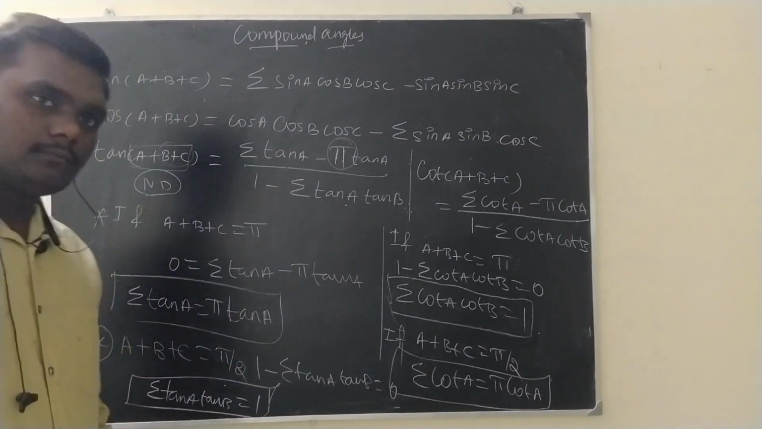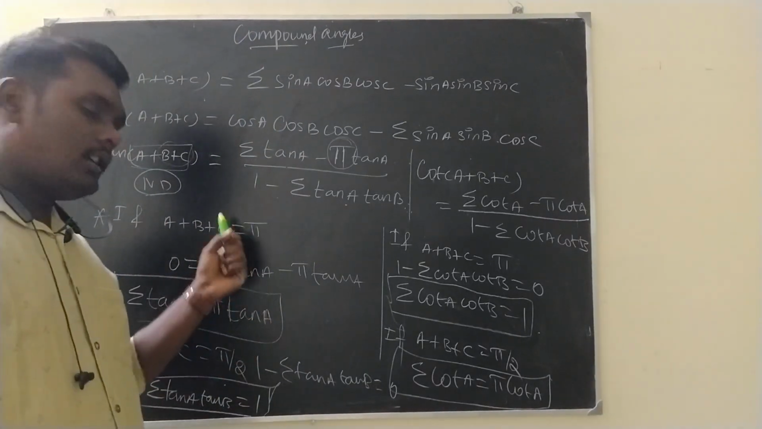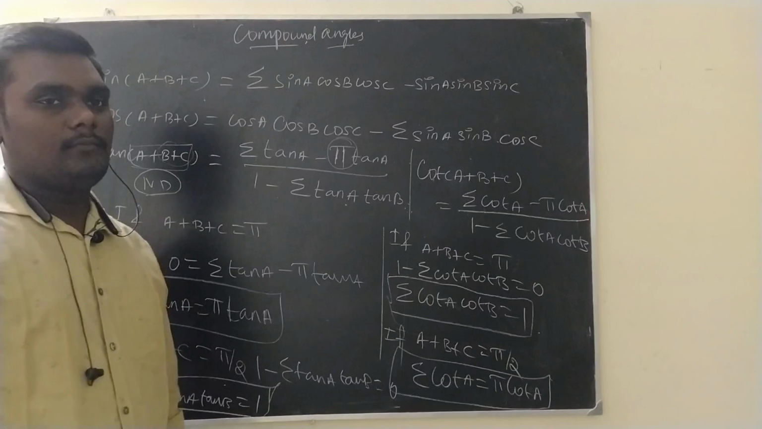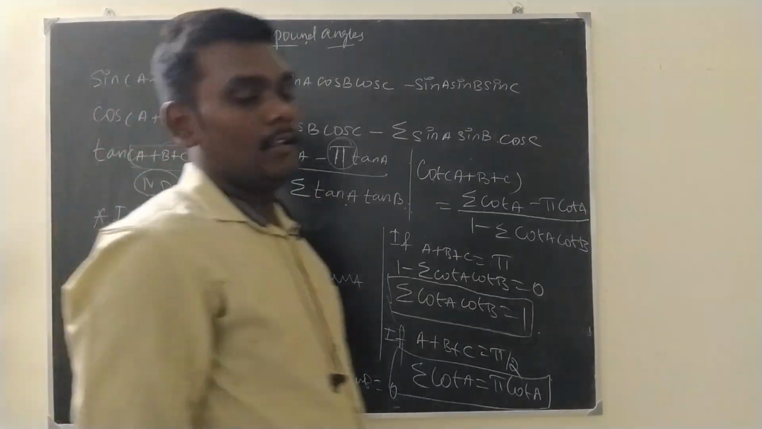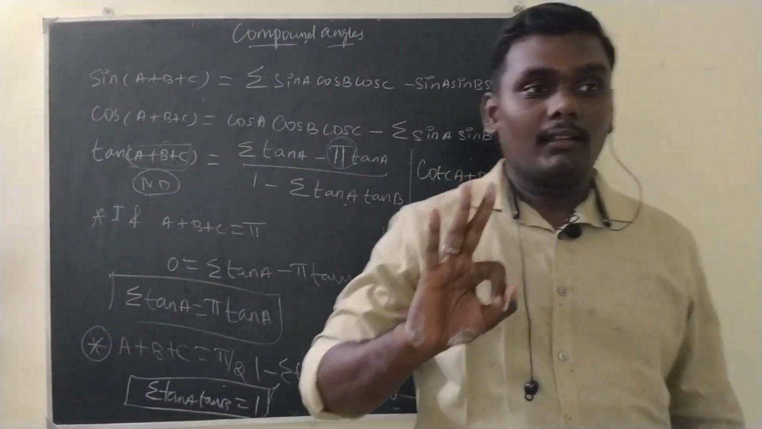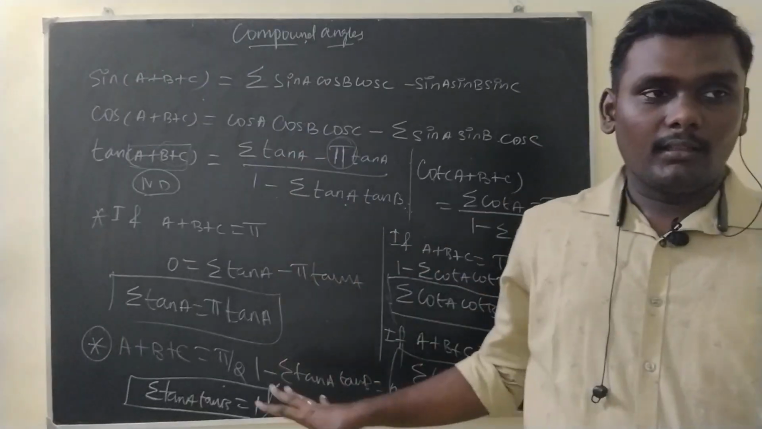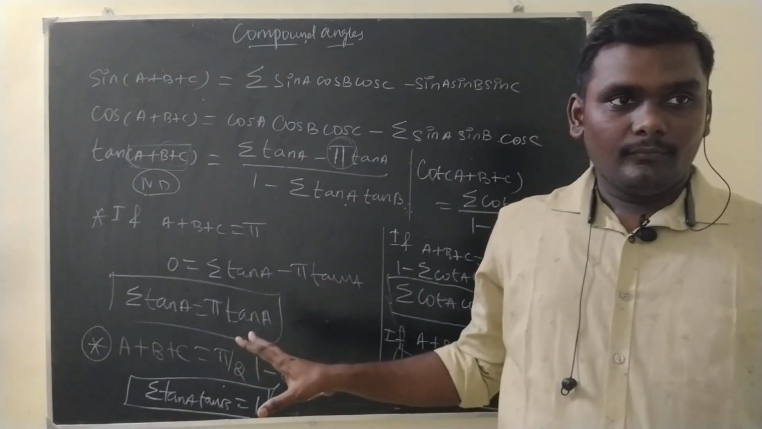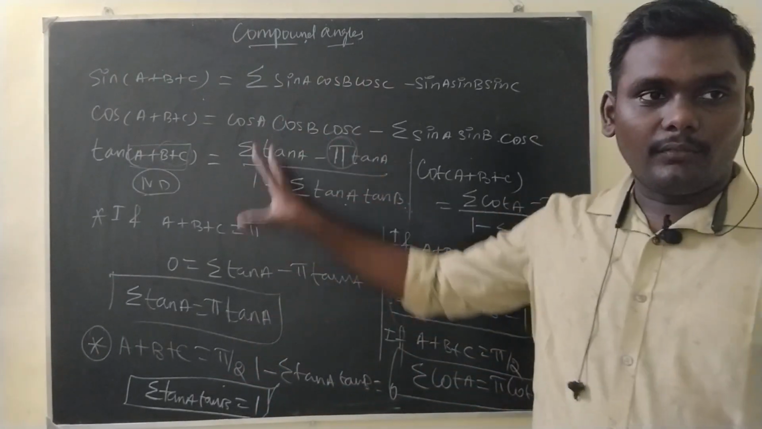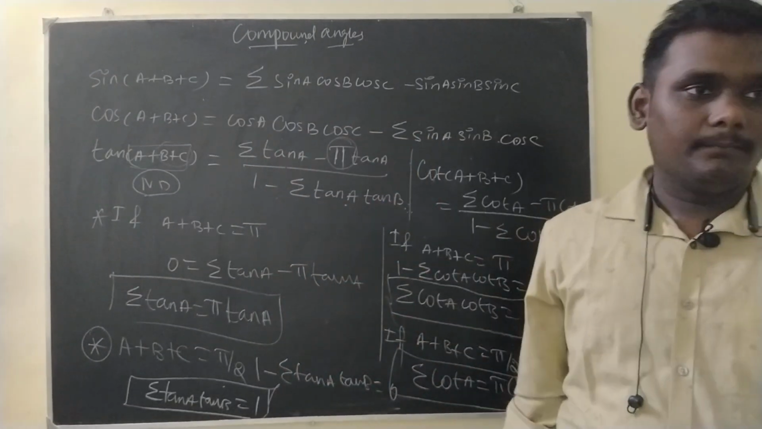Clear? You should not forget these two results. Also these formulas. This is the compound angles of three angles. Only these four formulas are there as of now. And all the sub results of this formula have to be kept in mind.